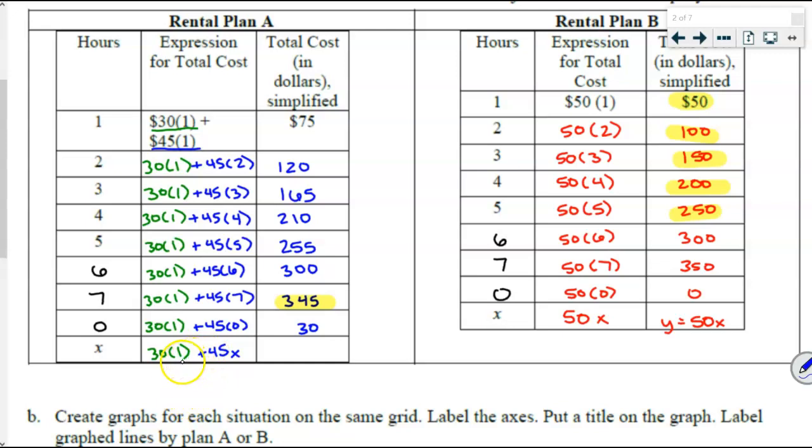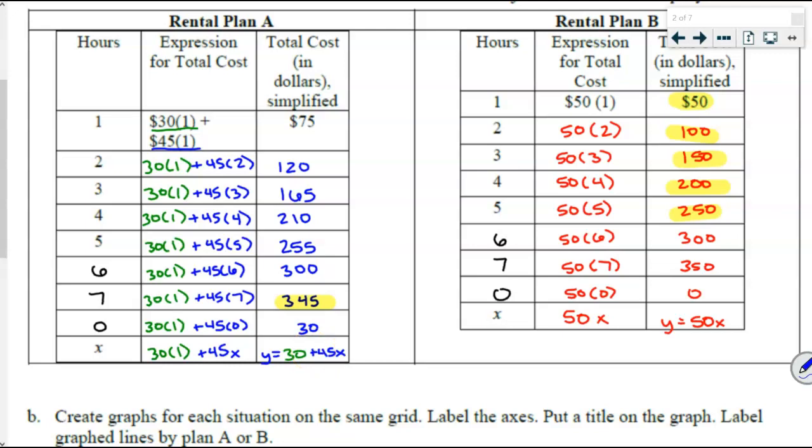Now, I'm going to simplify things a little bit because we know what 30 times 1 is, right? We've kept that 30 times 1 to remind us it's a one-time fee. But what is 30 times 1? It's just 30. So when I write it over here in this column, I'm just going to simplify it. And instead of 30 times 1, I'm just going to say 30. Sorry, I'm going to start with the y equals, though. Y equals 30 plus that 45x. Got it.